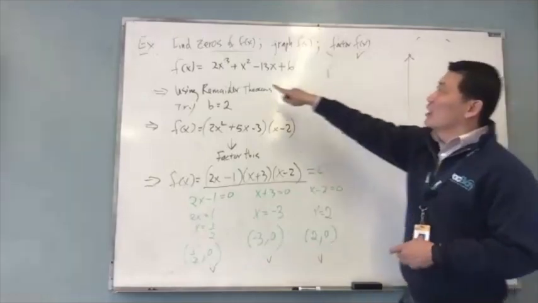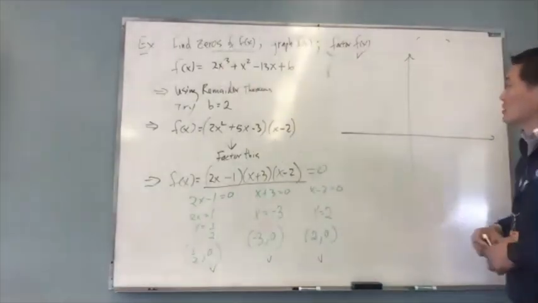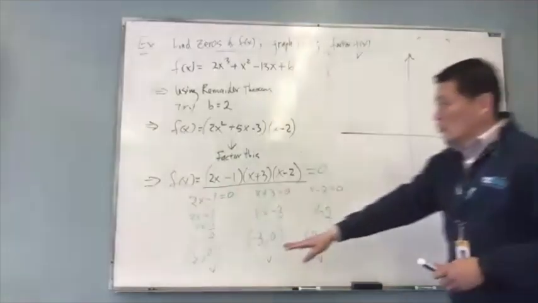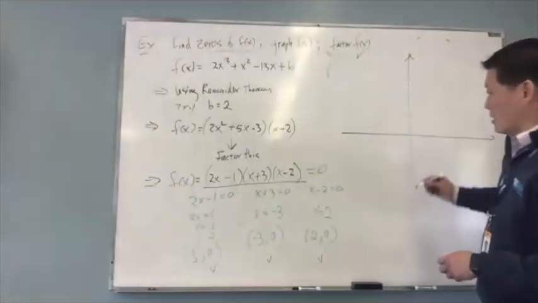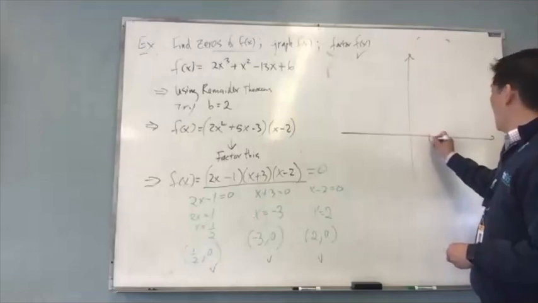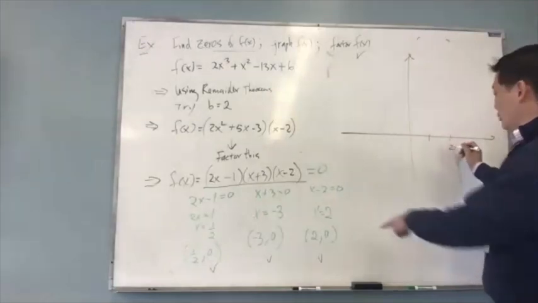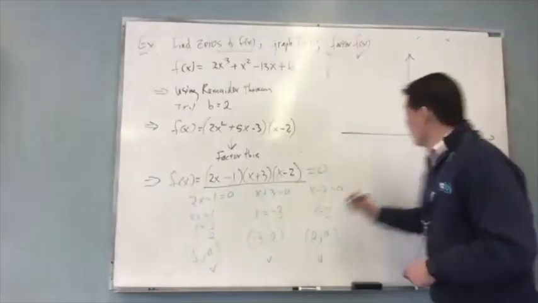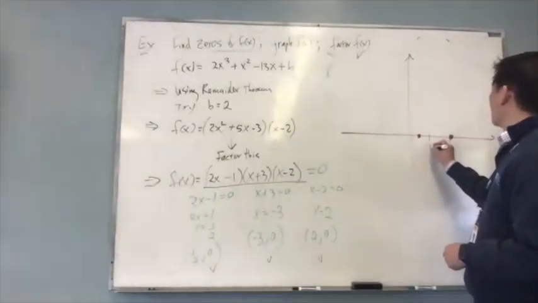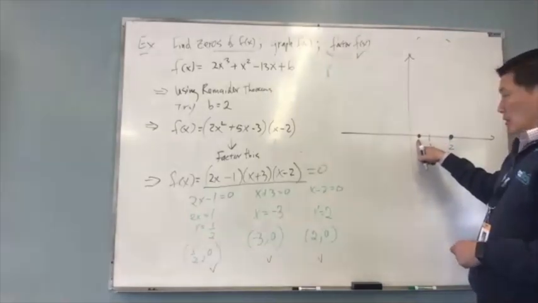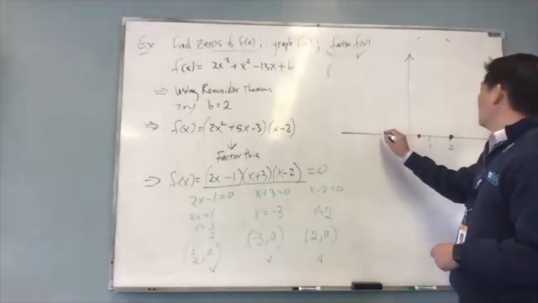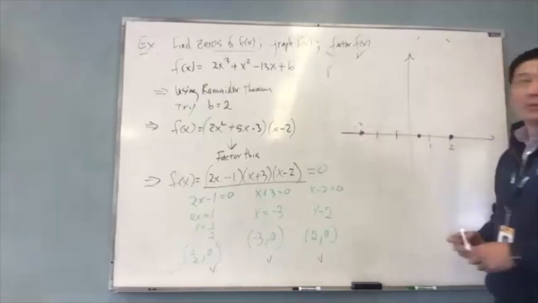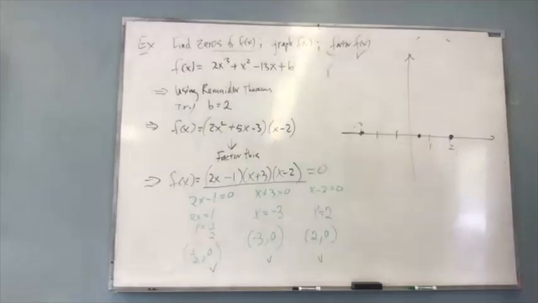I know this is a cubic function. So it's going to go like this. So right now we have some points right here. We got 2, 0 right here. We got 1/2, 0 right here. This is 1, so 1/2 is right here. And then negative 3, so negative 3, 0. We have 3 zeros over there.